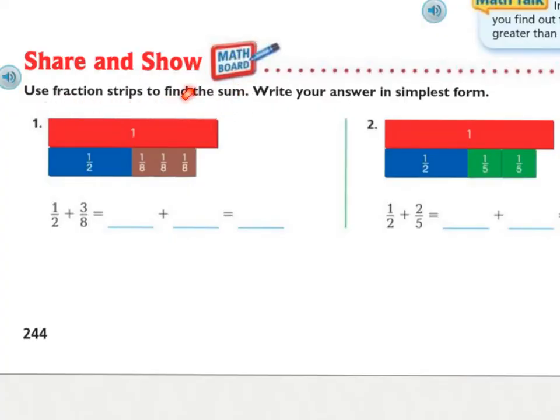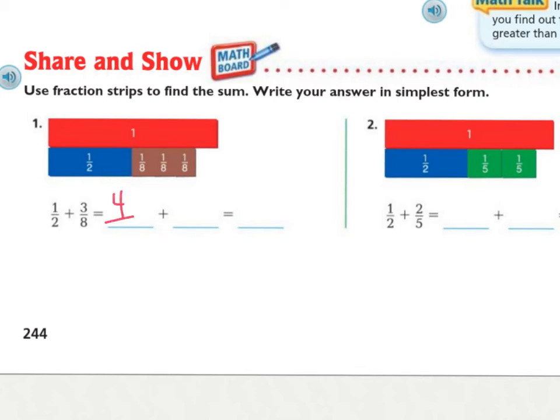We're going to use fraction strips to find the sum, and we're going to write our answers in the simplest form. So again, I'm comparing everything to my 1 whole. I have 1/2, there's 1/2, and I have 3/8. There's 1, 2, 3/8. I need to find a tile that can go under them. Well, 1/8 can go equally under 1/2, and it goes equally under 1/2 4 times.